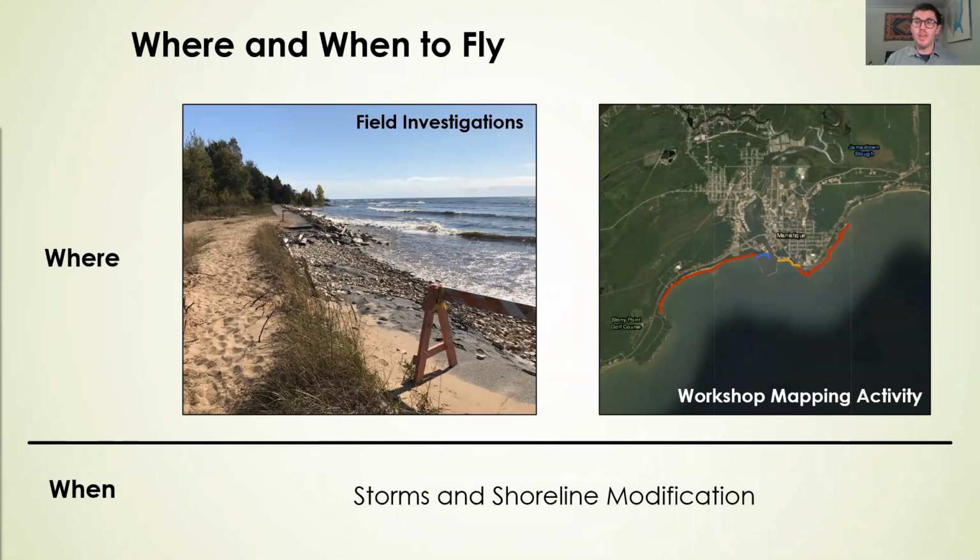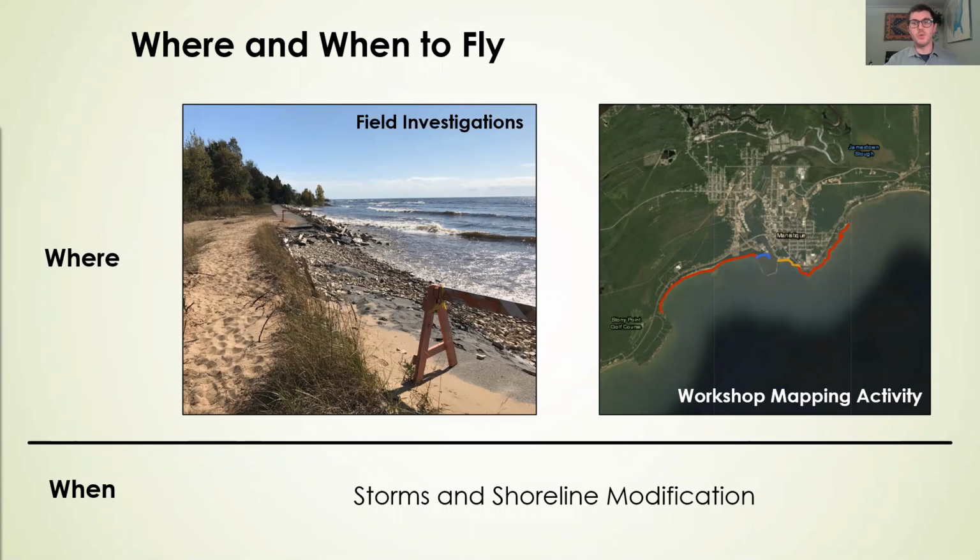And coordinating where and when the citizen scientists fly is a big part of the project. For the where, we select sites based on susceptibility to shoreline changes, which are determined through our own field surveys, as well as which sites are of greatest concern to the community. This is information that we get through a mapping activity conducted through the initial community workshop.